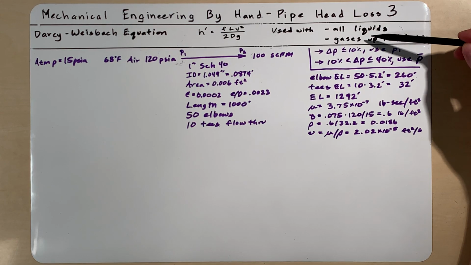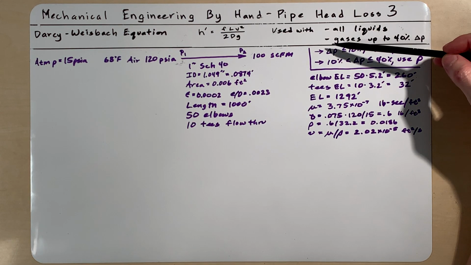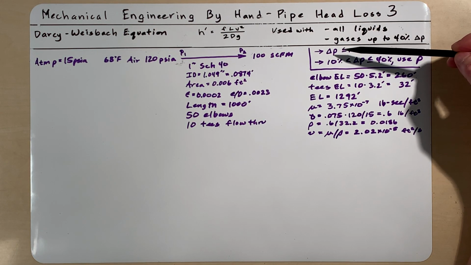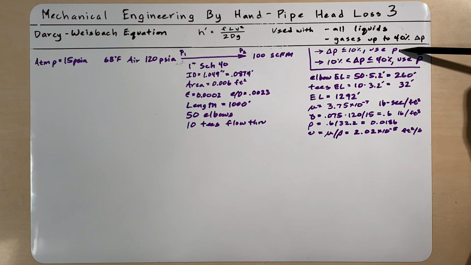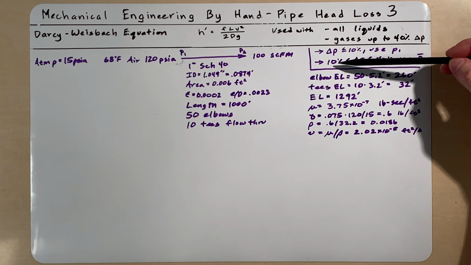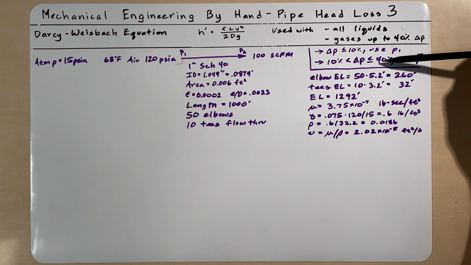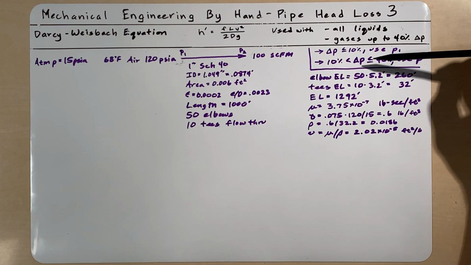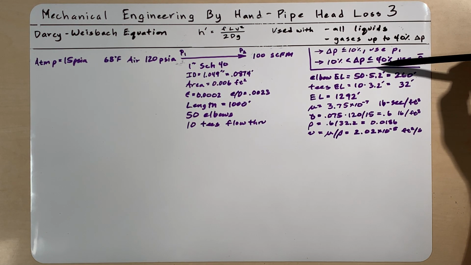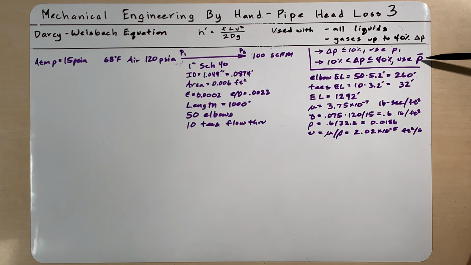When it's used on a gas, if the change in pressure is less than 10%, you just use the supply pressure. But if the change in pressure is between 10 and 40%, then you want to recalculate using the average pressure. And technically this would be a compressible flow problem, but you can get a satisfactory answer with this method.